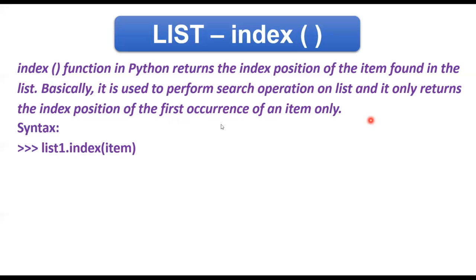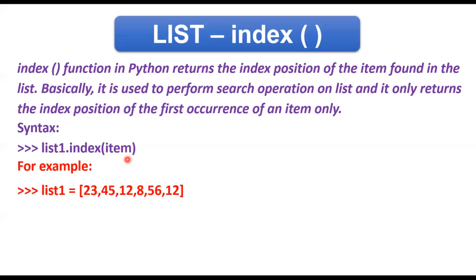So what is the syntax for the same? List1 dot index of item. List1 is the list in which I am going to look for an item, and index is my method which contains one argument, that is the element which is to be searched.